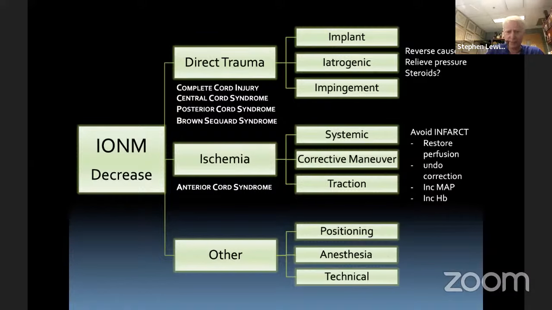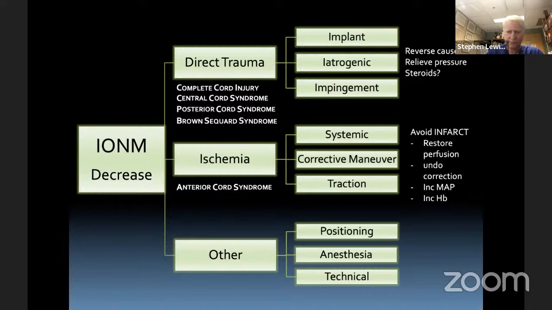If it's direct trauma, I'm looking: is it a central cord? Is it a complete cord? Is it a posterior cord? Is it a Brown-Séquard? And if it's an ischemic event or perfusion problem, am I seeing this isolated? Then you would act accordingly. So if you just hit a Kerrison against the cord, well, you take that off. You have to reverse the cause. You can relieve any pressure if there's still ongoing impingement, and consider steroids or other things.